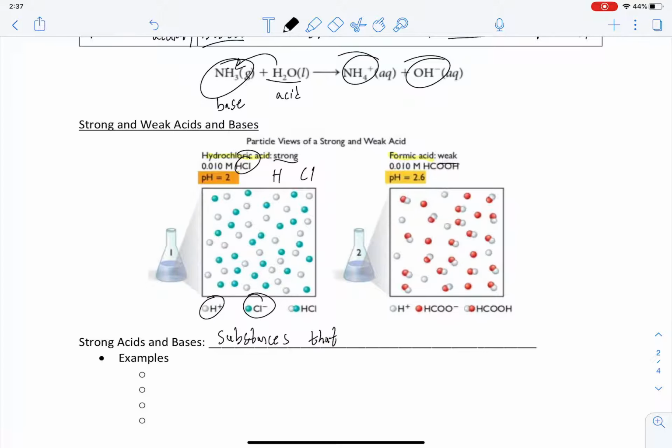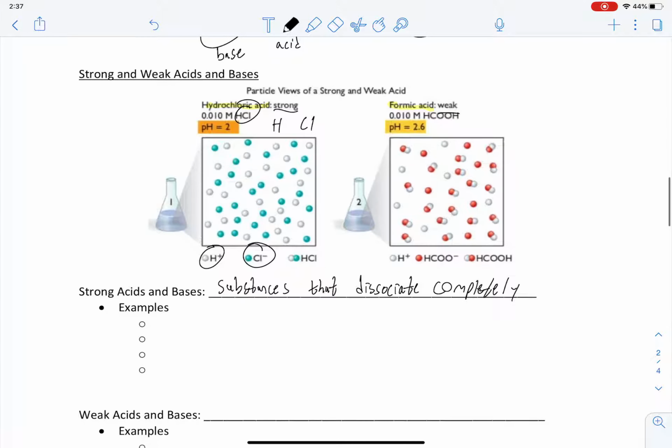acids and bases, substances that dissociate completely. Okay, none of them are still together, right? They're all forming ions, one positive, one negative. Okay, and if we look at some examples of strong acids and strong bases, this is true for bases as well. They're strong bases, they're dissociating completely.